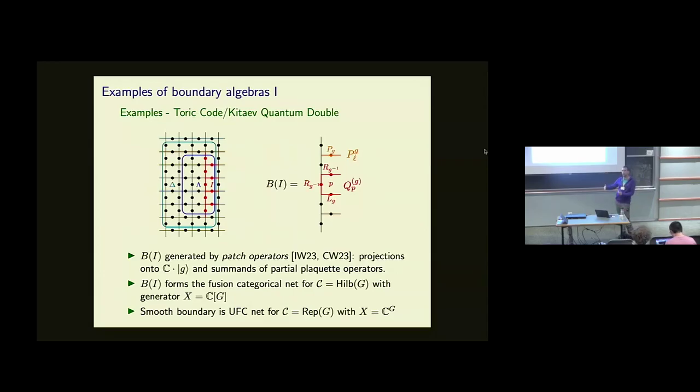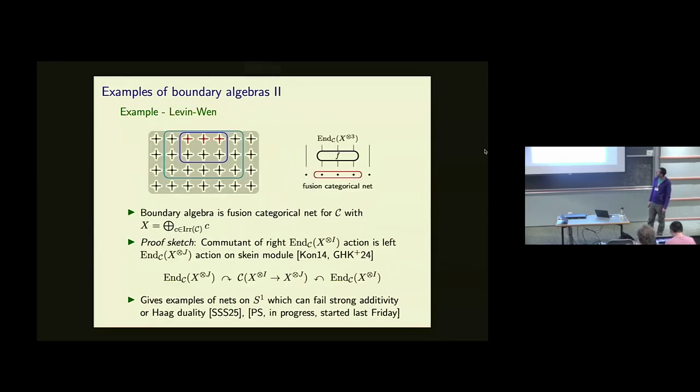It's actually like it for both, depending on how you think about it. It's a model for the quantum double. It's in the title, right? So that's how this works for Tor code and Kitaev quantum double. For Levin-Wen, the boundary algebra is a fusion categorical net for C.